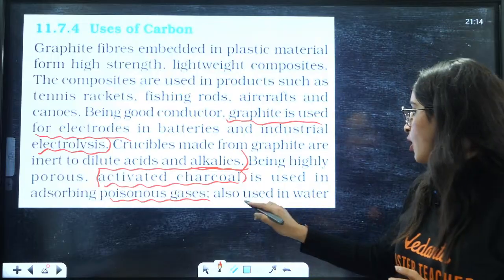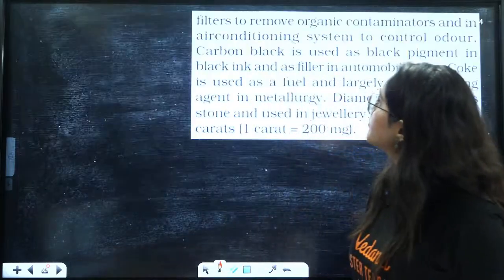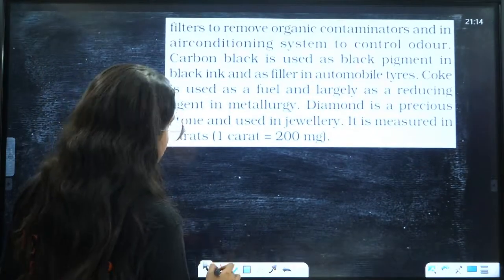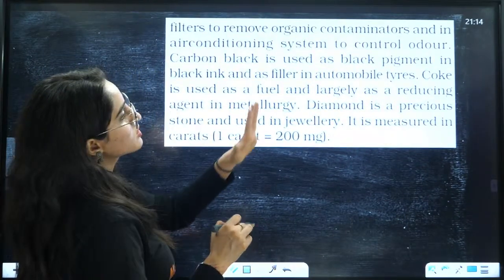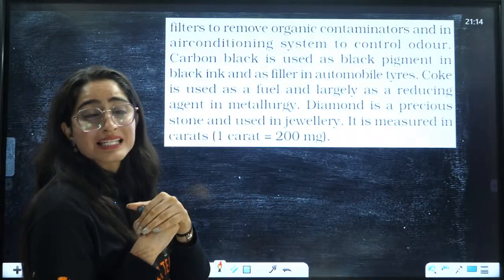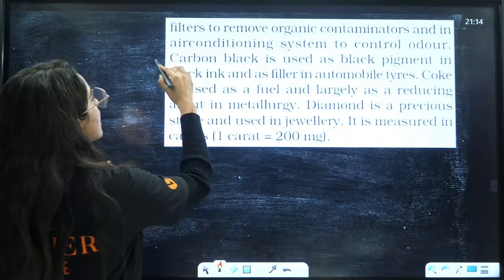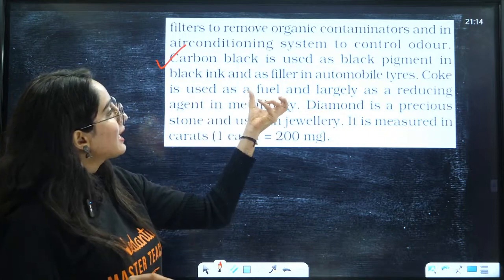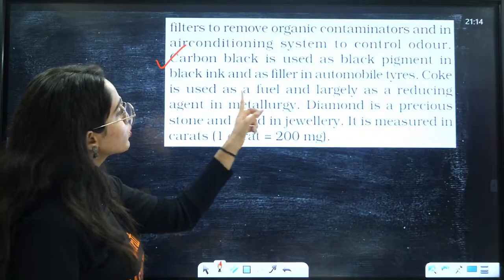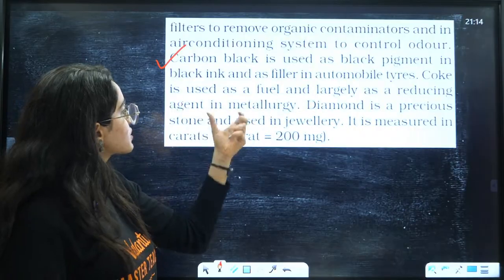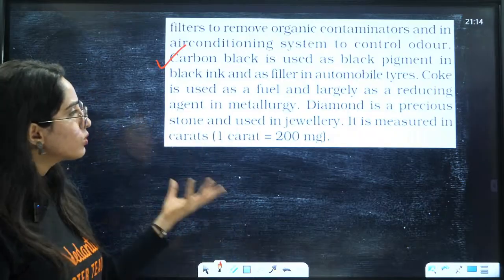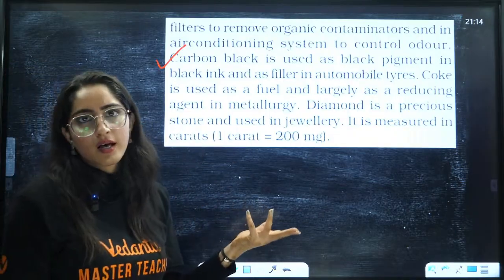Question can be asked. It is also used in water filters to remove organic contaminants, and in air conditioner systems to control the odor. This is where activated charcoal can be used. Carbon black is used as black pigment in black ink and as a filler in automobile tires, right? Then coke is used as fuel and largely as reducing agent in metallurgy. Then diamond is a precious stone used in jewelry. It is measured in carats, right?